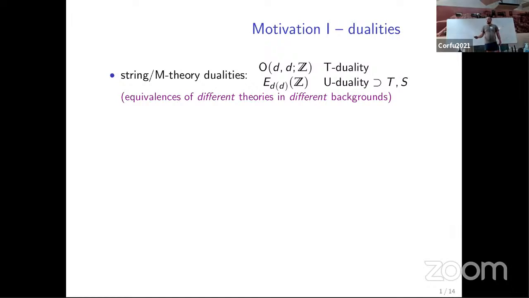So we have in string and M theory dualities: in string theory the O(D,D;Z) duality, which is T-duality, in M theory the E(D);Z dualities, which are U-dualities, which are equivalences of different theories, different backgrounds. In the case of string theory, it would be different string theories in different backgrounds. Or in the case of the exceptional dualities, they could also be different objects, different world-volume theories, which are connected. We restrict to massless modes, also the gravities. We drop the Z and go to real-numbered things.